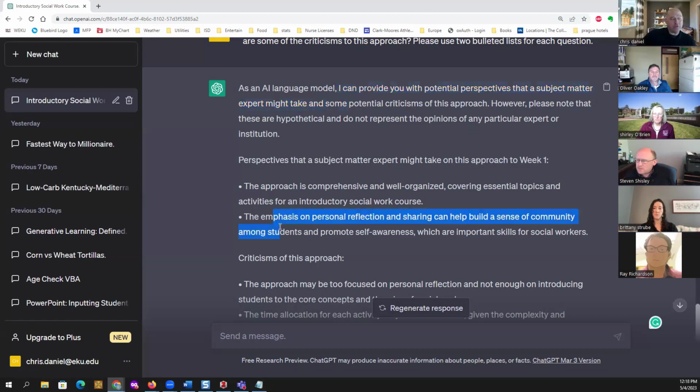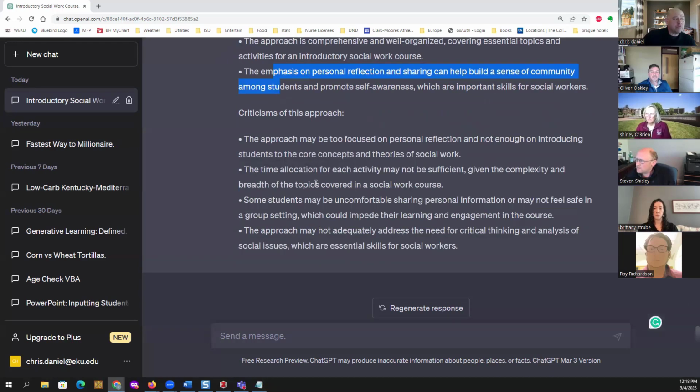The emphasis on personal reflection can help build a sense of community, which we know from what I know about instructional systems and the community of inquiry model. Here's some criticisms. It may be too focused on personal reflection. At lower levels of discourse, sometimes we just need to know facts and figures.